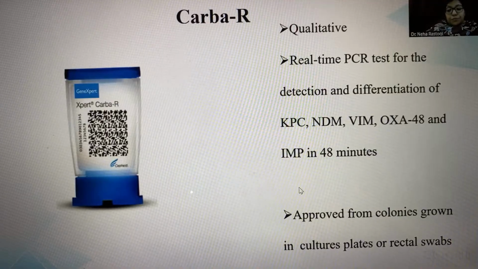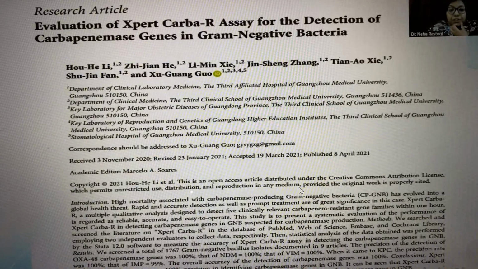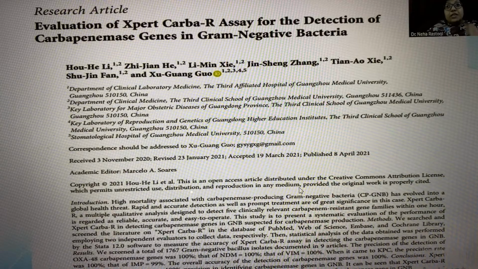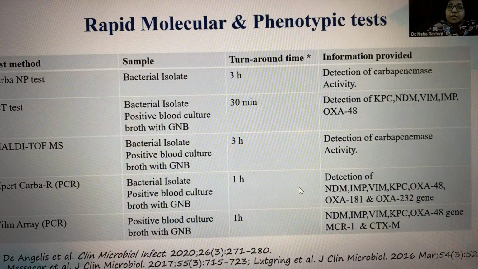And this is approved from all the culture plates and the colonies. So there has been a huge amount of data and publication about the Xpert Carba-R, which shows big data, close to 1800 isolates, and the sensitivity as well as specificity of this Carba-R in agreement with the culture-based techniques was close to 95 to 98%, whereas the specificity is close to even 100%.